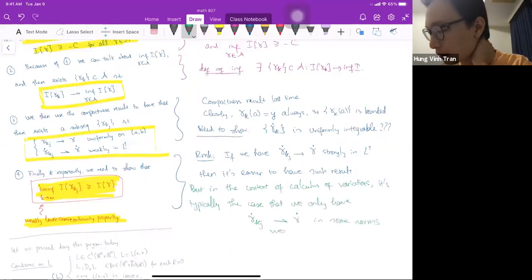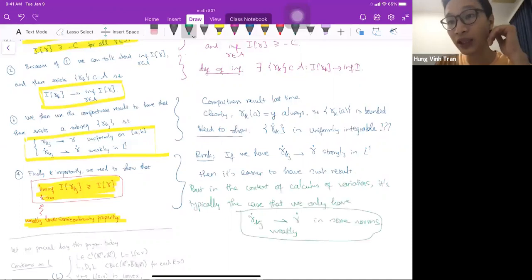So this is weakly only. Okay. So typically a calculus of variation. Why? Because this is a step where we use compactness or weak compactness, whatever that means, and there's often no way for us to really get strong convergence at this point.